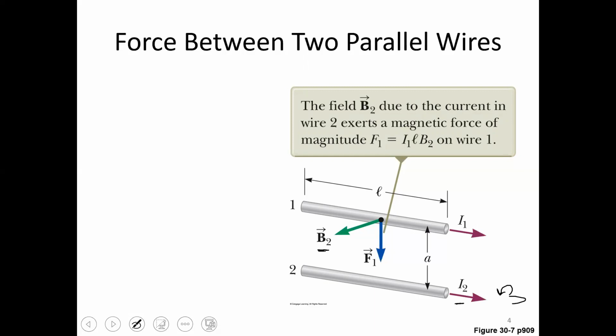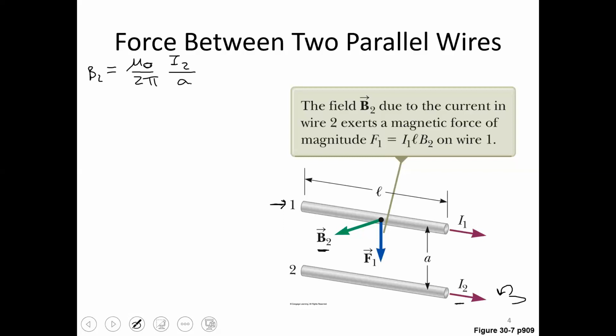We'll call it B2. So we just found out that B2 should have a magnitude of mu naught divided by 2 pi times current number 2. And we want to look at it at the location of wire number 1. So we want to look at it at this distance A. Right? So that would be B2 evaluated at that location of wire number 1.